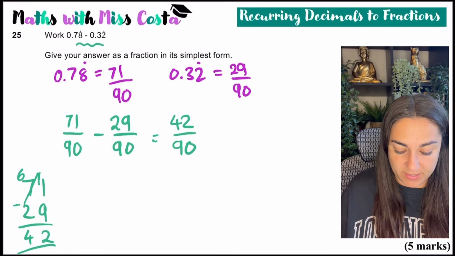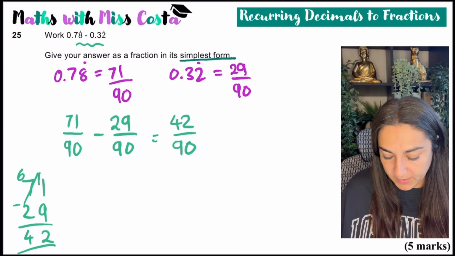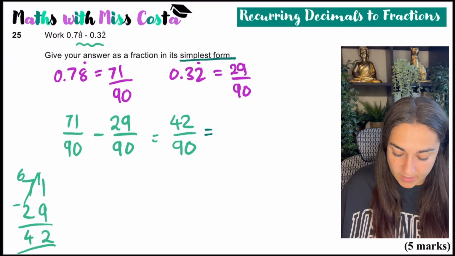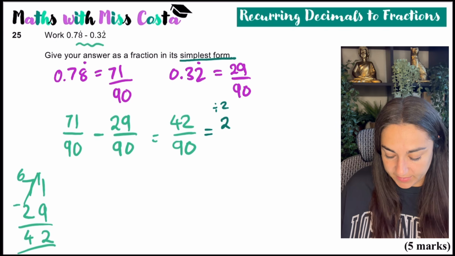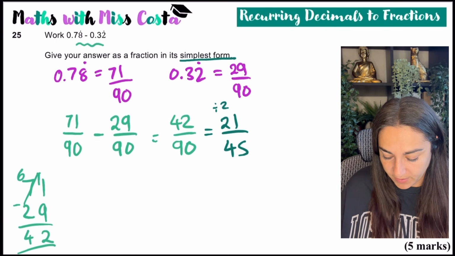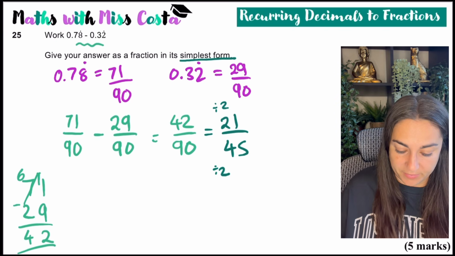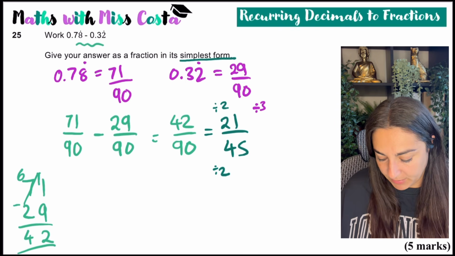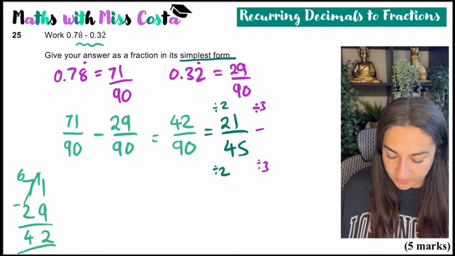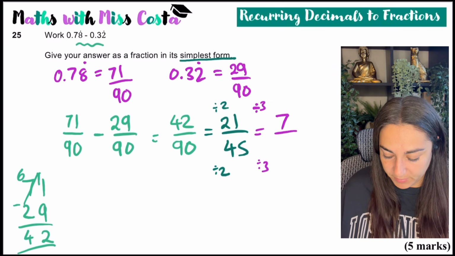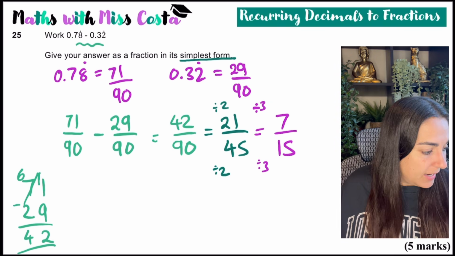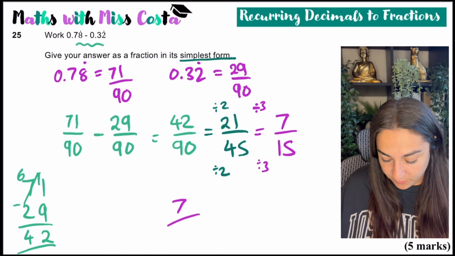It has asked me to write it in its simplest form, so I'm just going to keep simplifying. I'm going to divide by 2, so 42 divided by 2 is 21, so that's 21 over 45. Now let's see, can I divide both by 3, because it needs to be something that multiplies into the numerator and the denominator. 21 divided by 3 is 7, 45 divided by 3 is 15. So that would be our final answer.